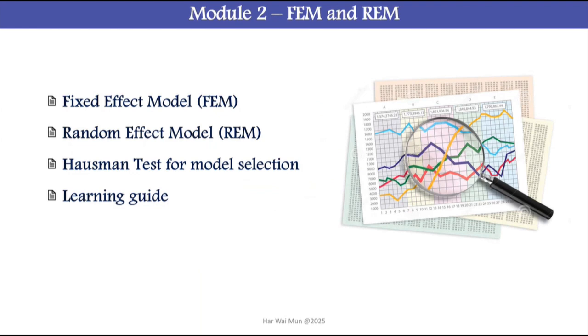So these are the items that we're going to cover. FEM, fixed effect model. REM stands for random effect model. Sometimes this is called RE model or RE. Hausman test for model selection, right? And then the learning guide. Okay.